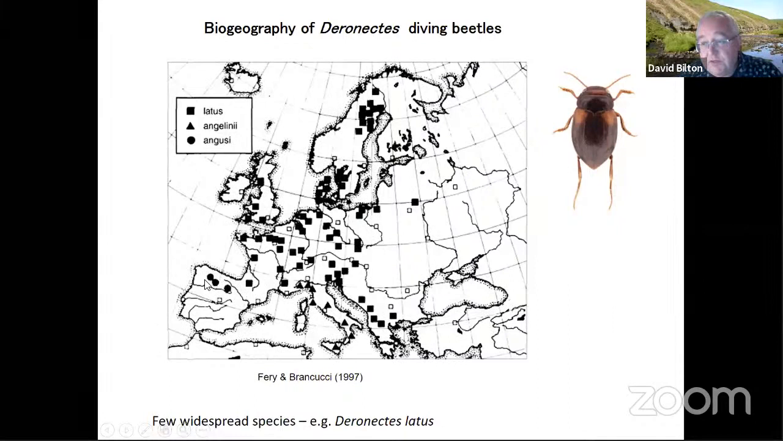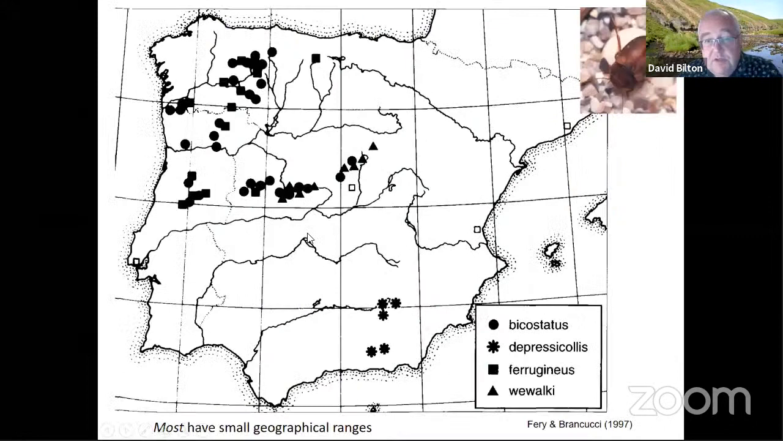So we can start to ask the question, what is it about latus which makes it much, much more widespread than its relatives, which live in the same kind of habitat, are apparently very, very similar morphologically and ecologically, and also, we know from the genetic data, very closely related, and they evolved from each other relatively recently.